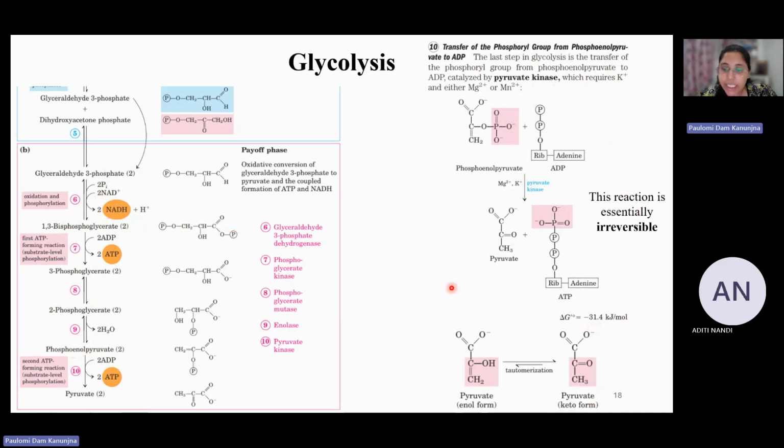Now this pyruvate is in enol form, it tautomerizes and forms the keto form, which is a stable form. This is irreversible, and that's why you have the glycolysis pathway ending at pyruvate, which then enters other pathways to give you ATP. Okay, so glycolysis begins with one glucose molecule and ends with two molecules of pyruvate. One glucose molecule gives you two pyruvate molecules. There are three irreversible steps. There are two substrate level phosphorylations. These things you need to remember.